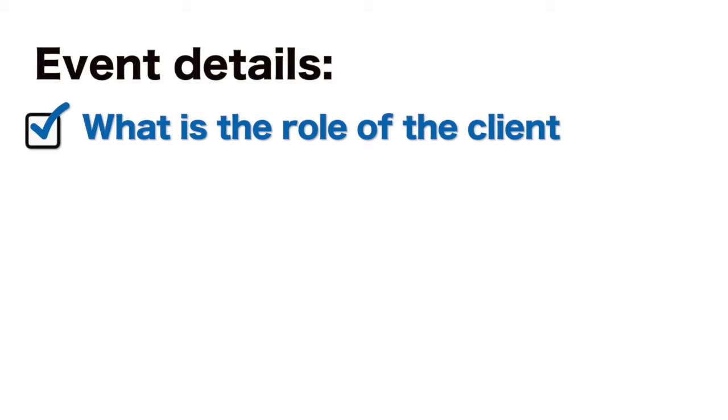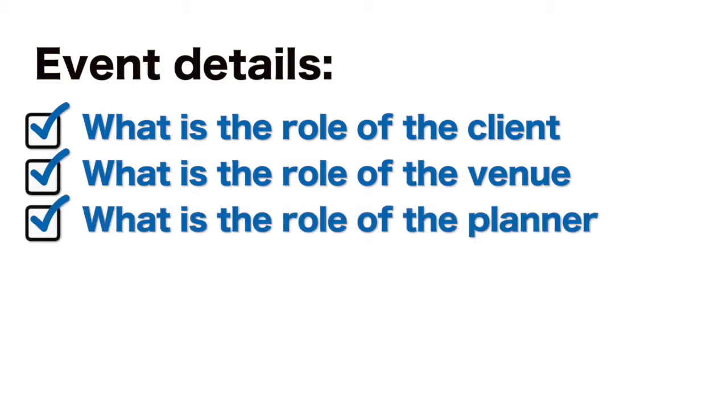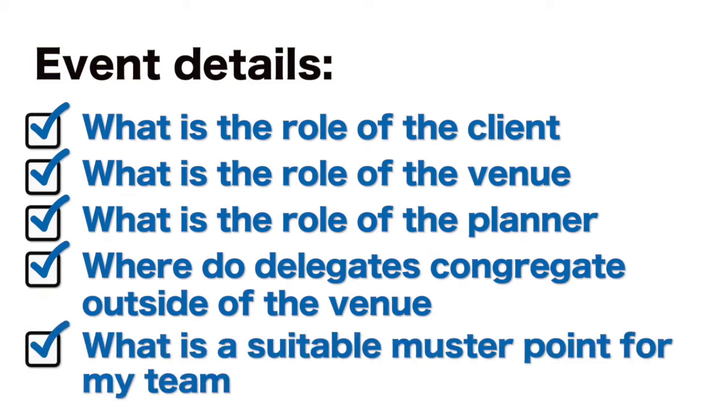And the fourth component for this particular video is the event details. What is the role of the client in an emergency? What is the role of the venue in an emergency? What is the role of the planning agency in an emergency? Where do delegates congregate outside of the building if they're required to leave? And what is a suitable muster point for my core planning team? So these are the first 4 of 8 portions of an emergency plan that I always had on site for every event that my firm planned.